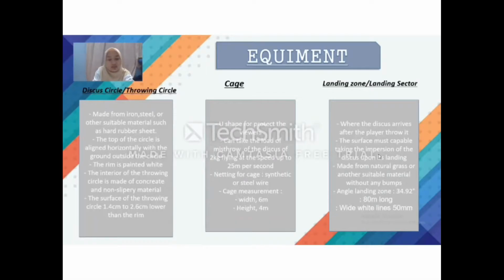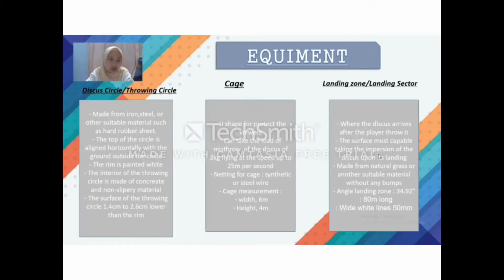2.5 meters. The throwing circle rim is at least 6 millimeters thick and 17 to 18 millimeters deep. The rim is always painted white for the purpose of demarcation. The interior of the throwing circle is made of concrete or some non-slippery material. The surface of the throwing circle is even and 1.4 cm to 2.6 cm lower than the rim of the circle.